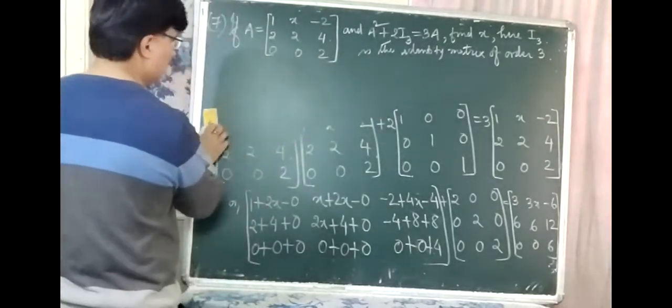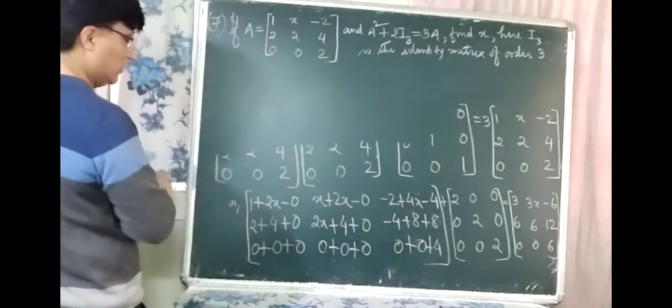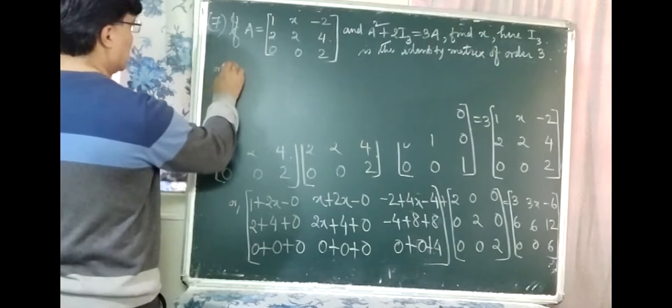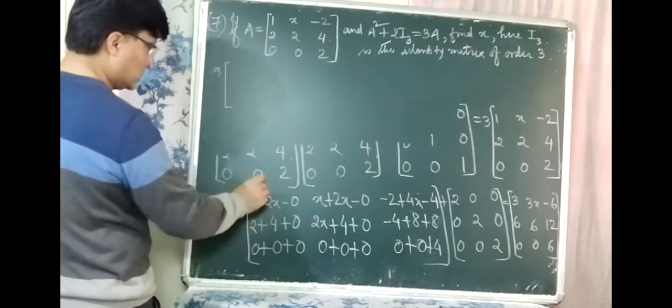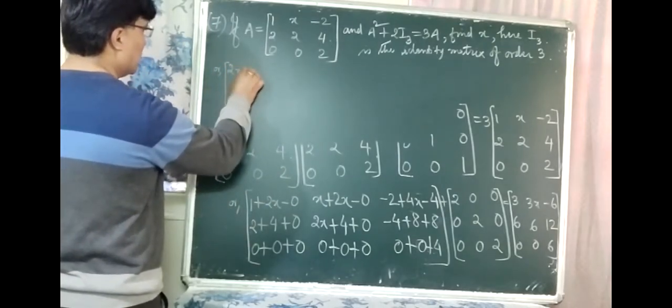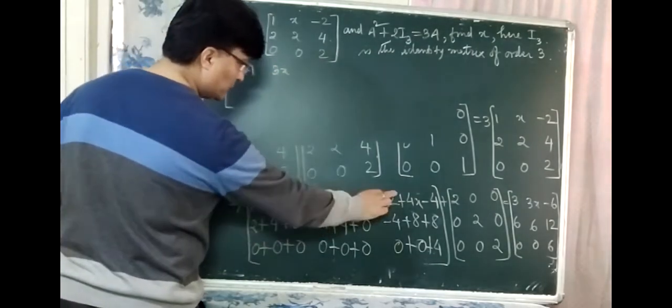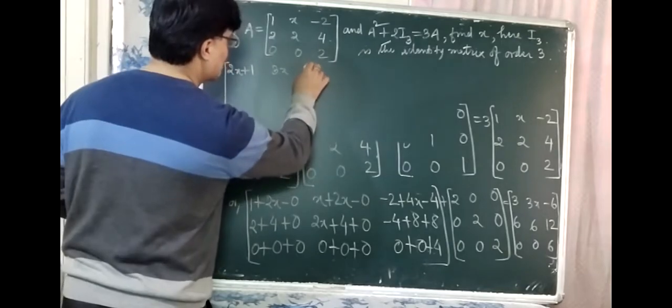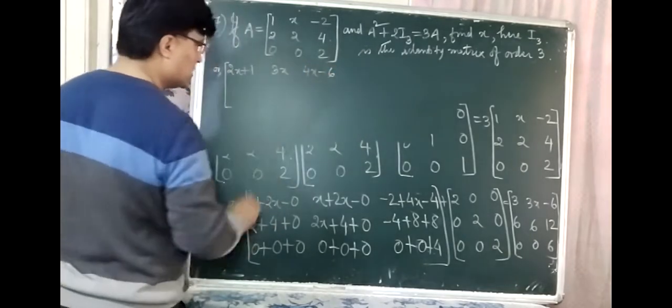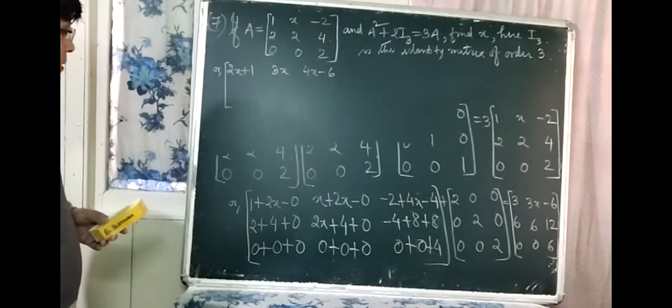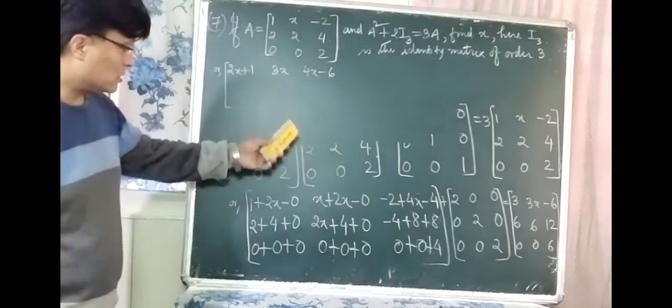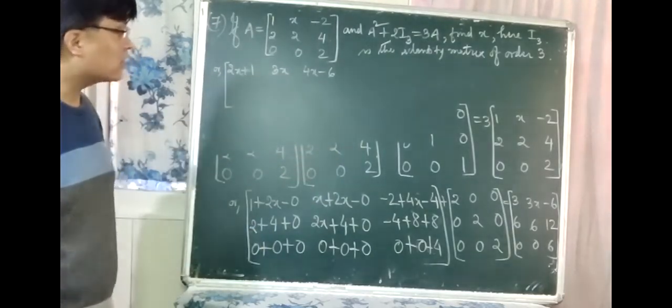So now, let us write down this matrix. What is it? 2x plus 1, this one 3x, that one 4x minus 6, isn't it? 4x minus 6, right? This is 2x plus 1. This is 3x. 4x minus 6.